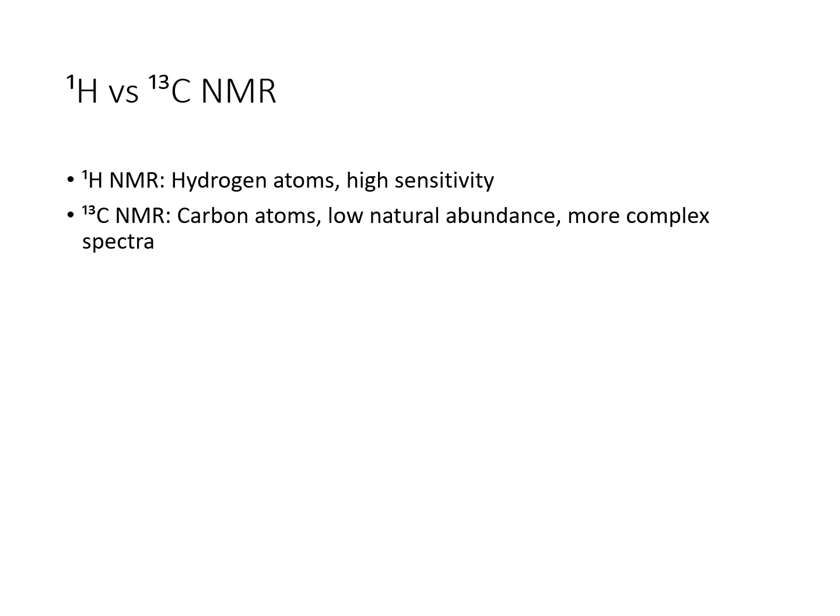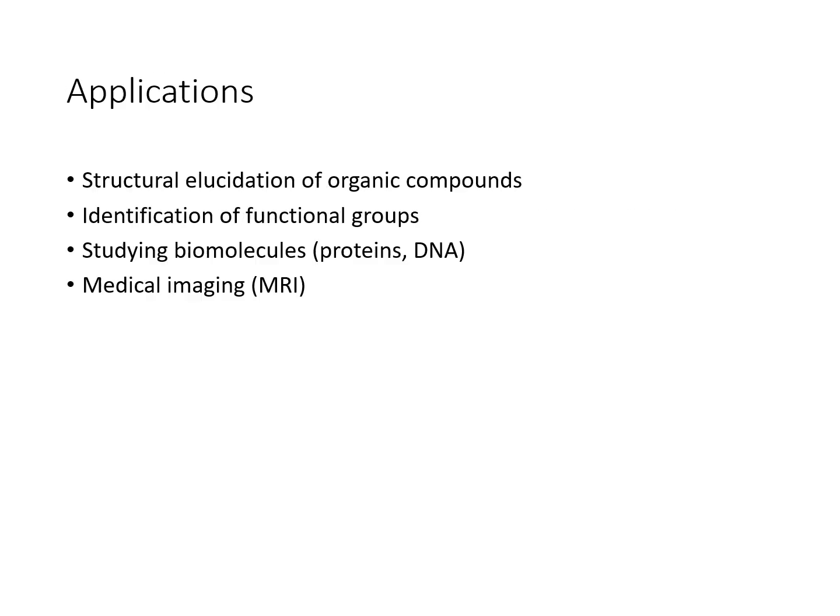Proton NMR is the most common because hydrogen is abundant and highly sensitive. However, carbon-13 NMR on the other hand is less sensitive due to low natural abundance, but it provides valuable complementary information about carbon environments in molecules.